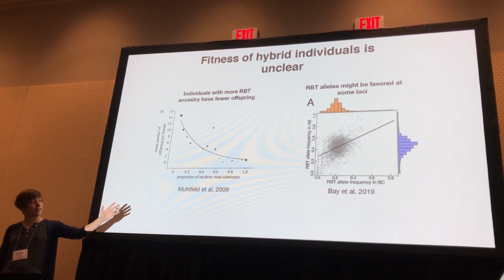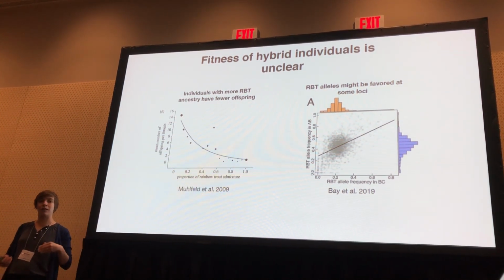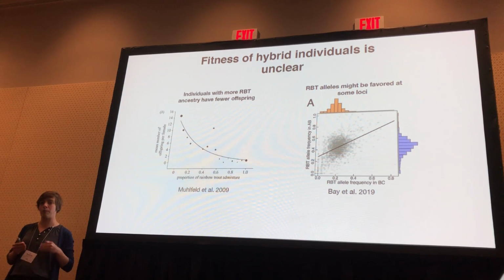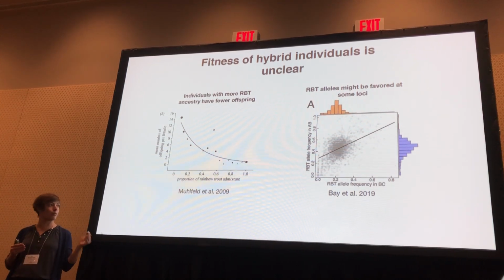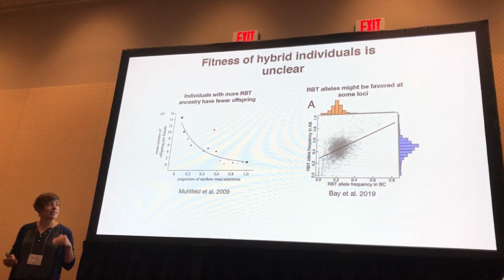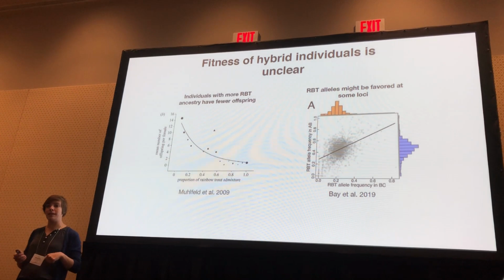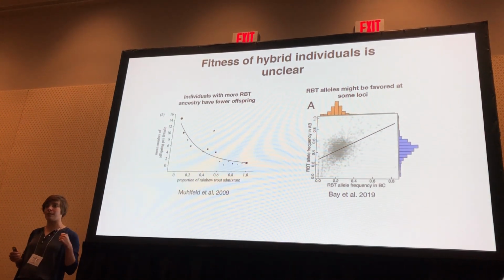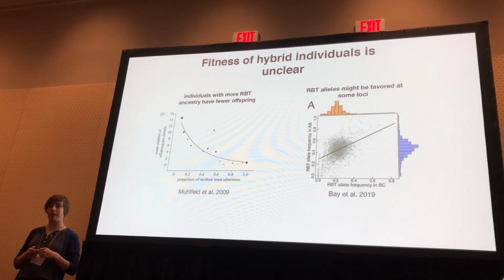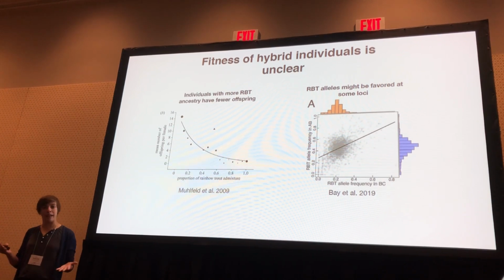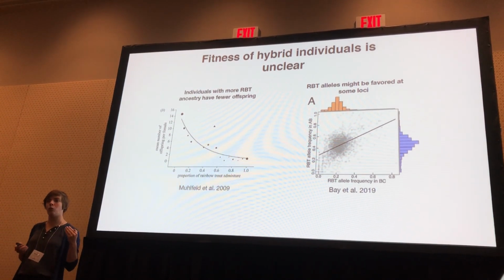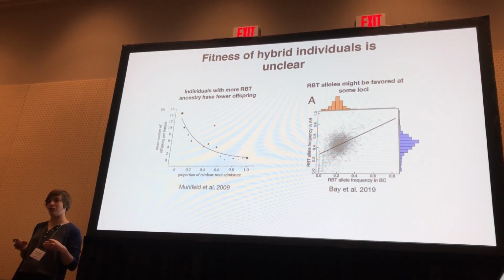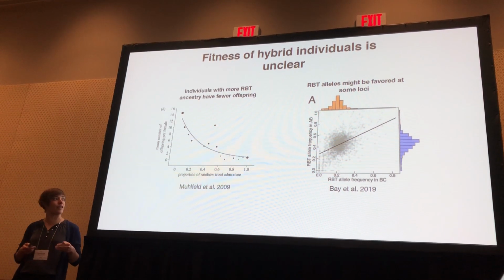But there's another recent study that suggests that there's convergence in which rainbow trout alleles rise to high frequency across multiple hybridization events in multiple locations, suggesting that there might, in some cases, be some rainbow trout alleles that are favored in the hybrids. So this is an interesting situation where we're trying to figure out how hybridization relates to fitness.